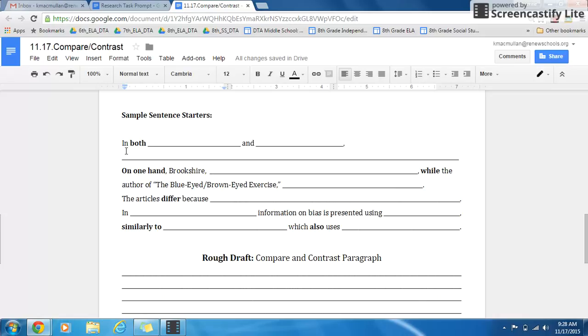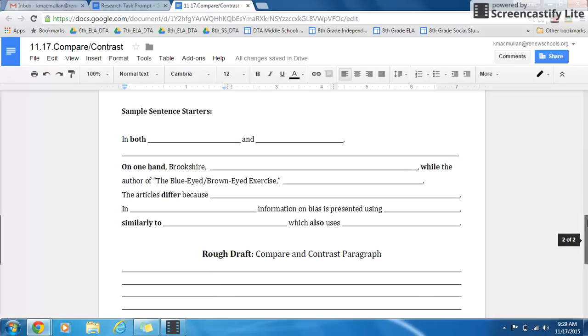So for example, if you're comparing, in both blank, so that would be either the name of the article or the name of the author, in both authors, in both blank and blank, blank. So in both A Teen in a Trolley reveals society's dark side and the blue-eyed and brown-eyed experiment or exercise, what happens? The authors present information using experiments or present information on bias using experiments.